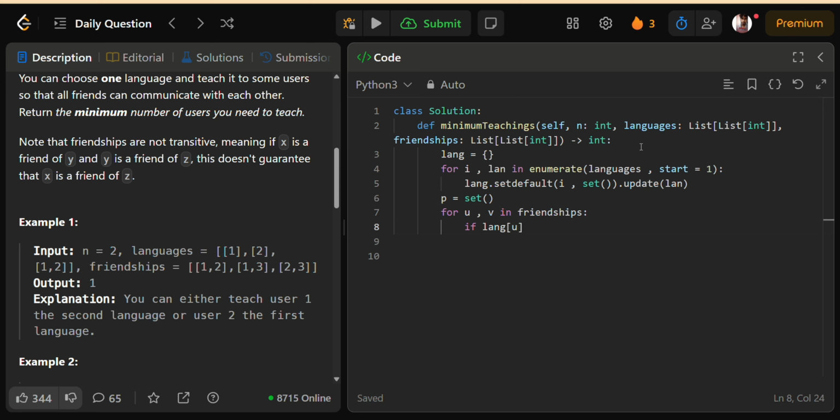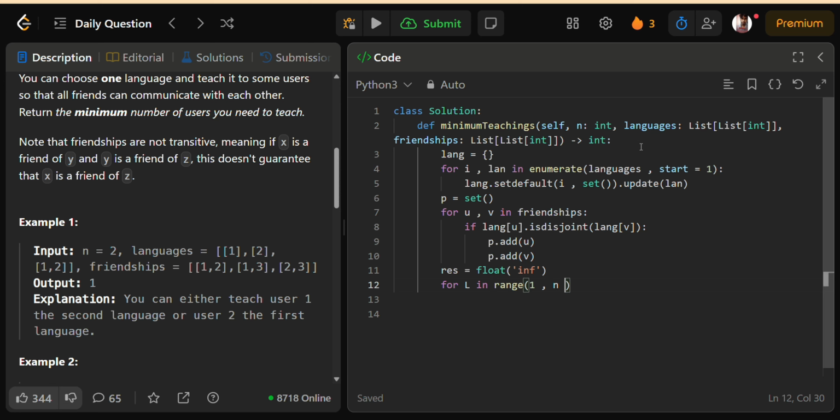Now, let's talk about complexity. Building the user-to-language mapping takes about m times k, where m is the number of users and k is the average number of languages each user knows. Checking all friendships takes f times k, where f is the number of friendships. This is because we might need to compare sets of languages. Finally, for each language, we scan through the problematic users. That's n times p, where n is the number of languages and p is the number of problematic users. Overall, the algorithm runs efficiently within the given constraints. Space-wise, we're storing the mapping of users to sets of languages, which is also m times k.